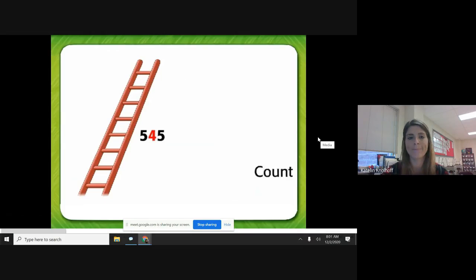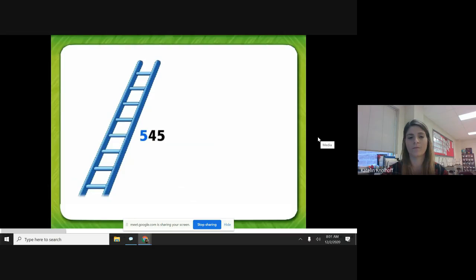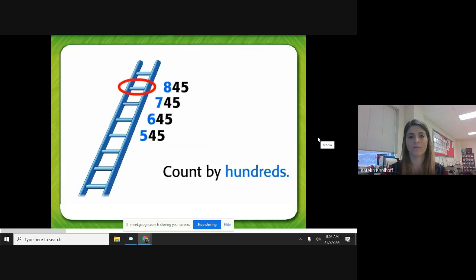We can also count by tens. 545, 555, 565, 575. Each number is 10 more. Let's look at another pattern. We'll count by hundreds. 545, 645, 745, 845. Each number is 100 more.